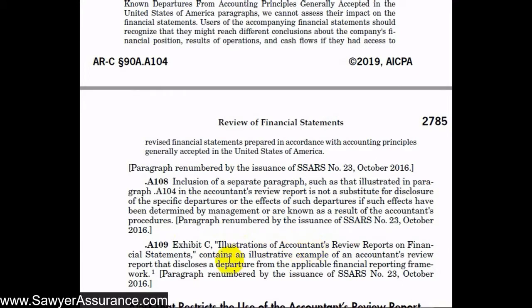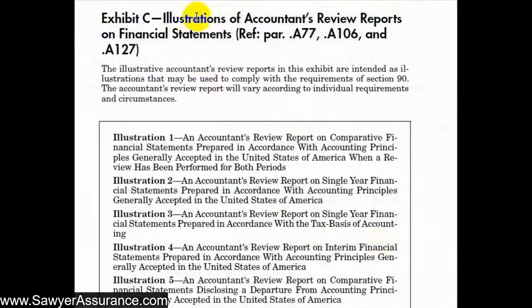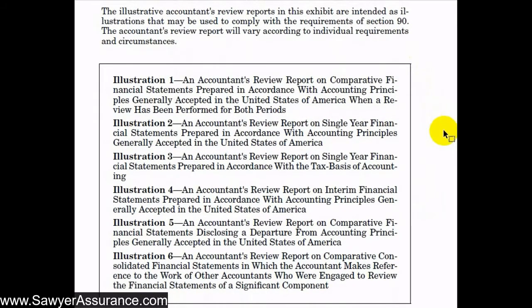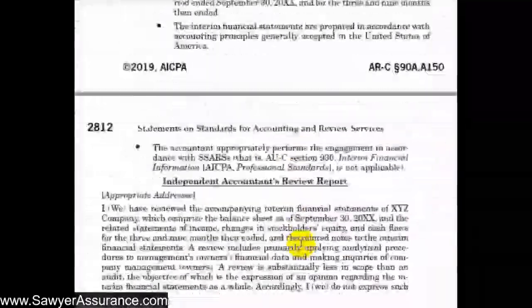So finally, down here at Exhibit C, we have some illustrations of some accounts review reports, and some of those include the paragraphs for known departures from the applicable financial reporting framework. So let's go down to Exhibit C and take a look at a few of those illustrative accounts review reports. Okay, so now we're down at Exhibit C, and let's see if we have one that discloses a known departure. So this one here, illustration 5, disclosing a departure from generally accepted accounting principles.